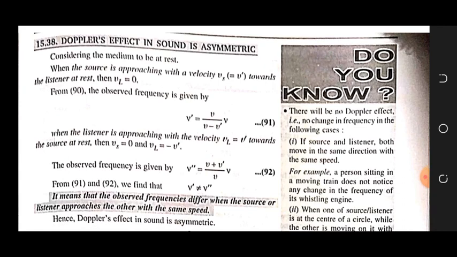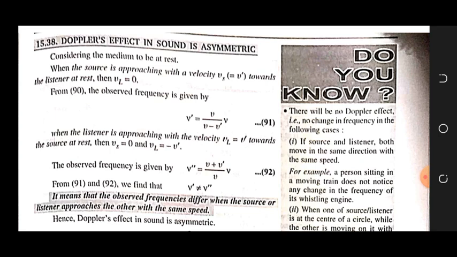So this is the whole thing about the Doppler effect, meaning how the frequency heard by the listener changes with the variation of the velocity of different things. Now, the Doppler effect in sound is asymmetric. Asymmetric means, let's see, considering the medium to be at rest, meaning the velocity vm is equal to 0. Now when the source is approaching with a velocity vs equal to, suppose, v dash towards the listener at rest, so vl is 0, the listener is at rest and the source is moving towards them.